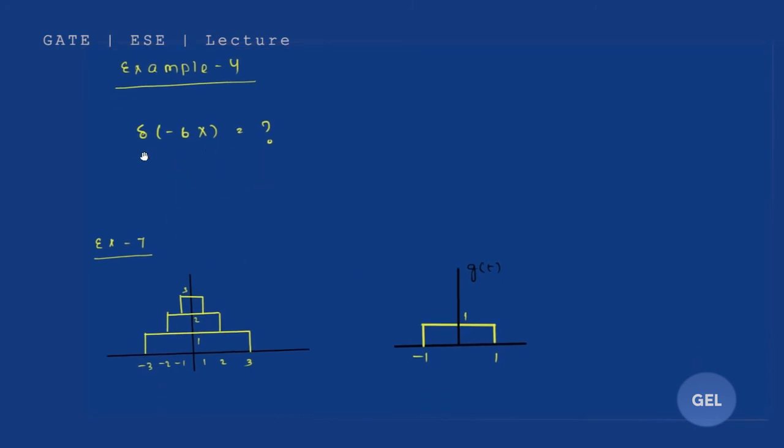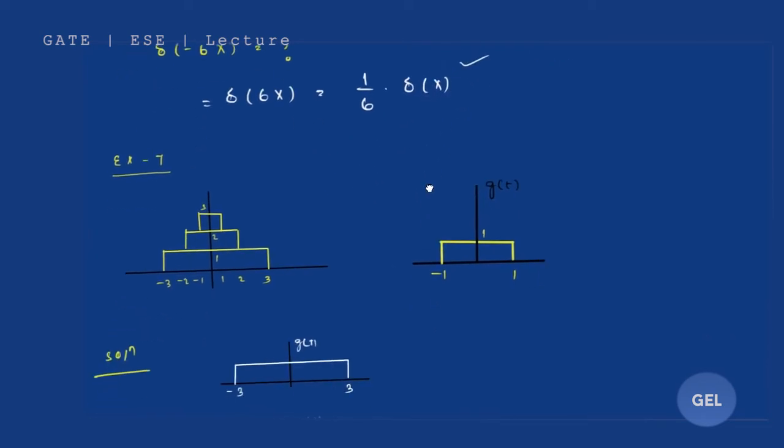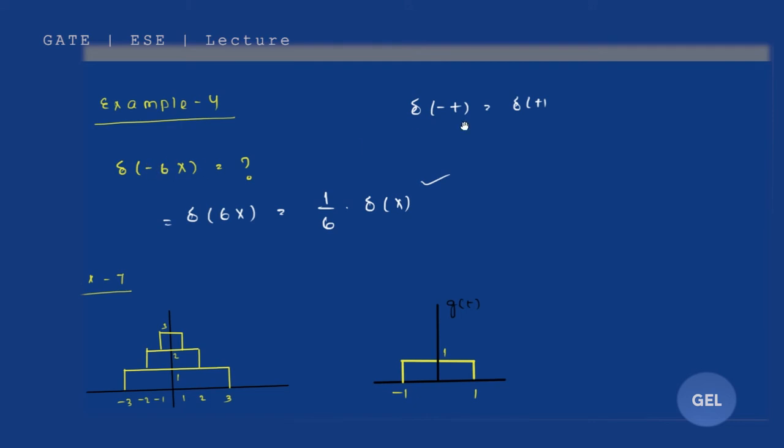Now if he asks you del of -6x, that means we know the property del of -t is nothing but del of t. So del of -6x is nothing but del of 6x, which will be nothing but 1 by 6 into del of x. So okay, the answer will be this much. Simple. So del of minus something is del of t, because on a delta function the reversal property doesn't work. We have discussed this. I'm also going to discuss the entire property of the delta function, the impulse function. We're going to have 2 to 3 lecture videos on the impulse function, so don't worry about that.